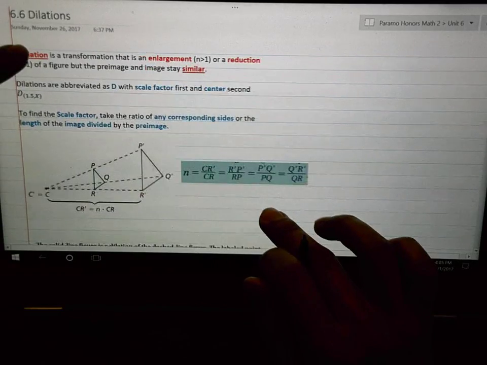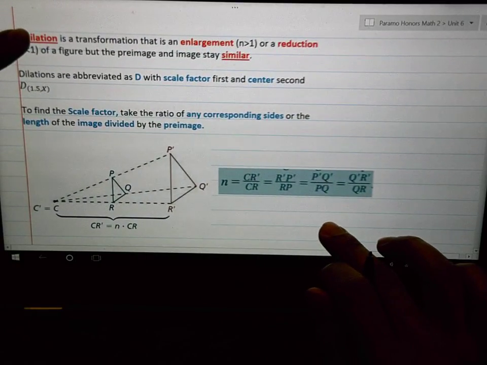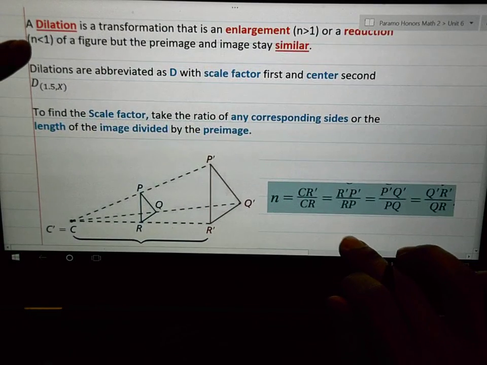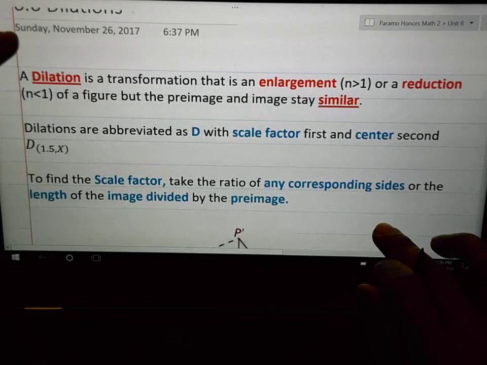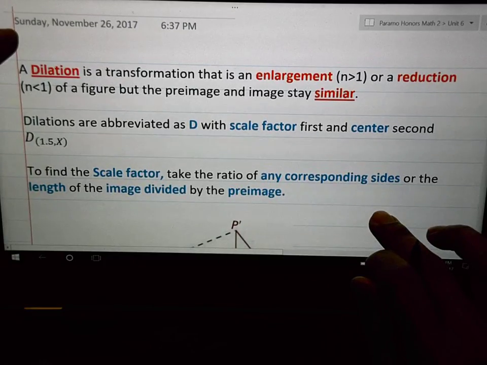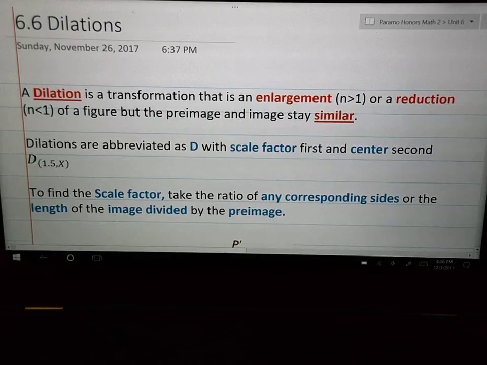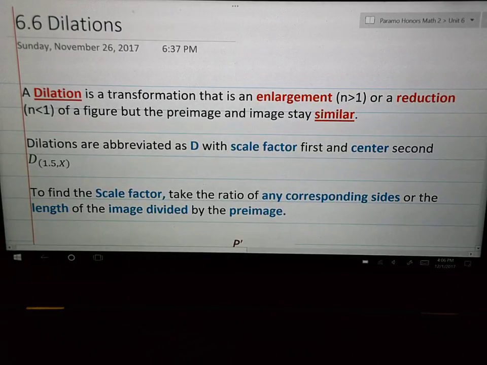So I'm going to zoom in here. 6.6 is on dilations. Let me try to make this as big as I can. Maybe I'll just go right there for right now. Looks good to me. Substitute teacher, would you please press the enter button now to pause? I'm assuming you've unpaused this, and here we go.